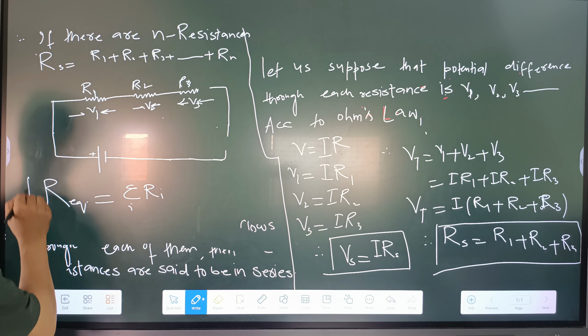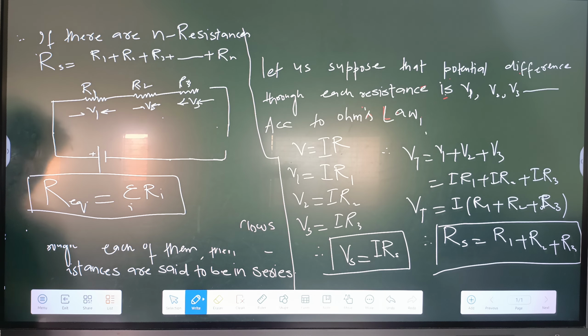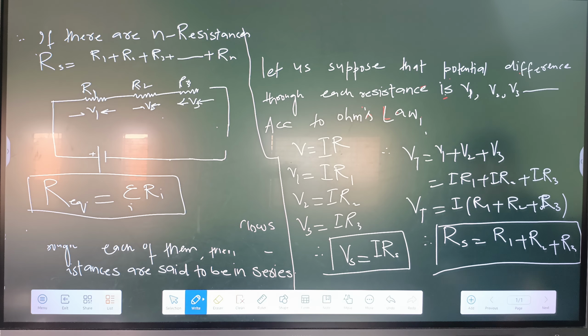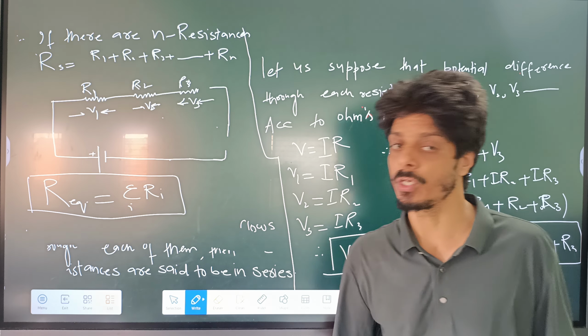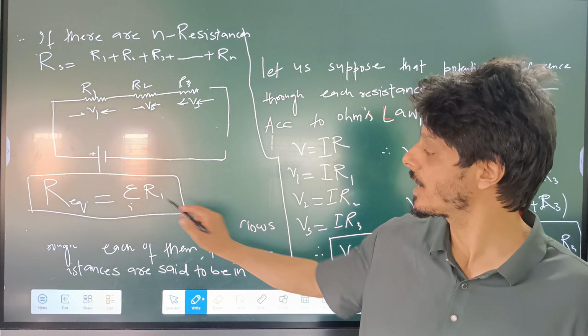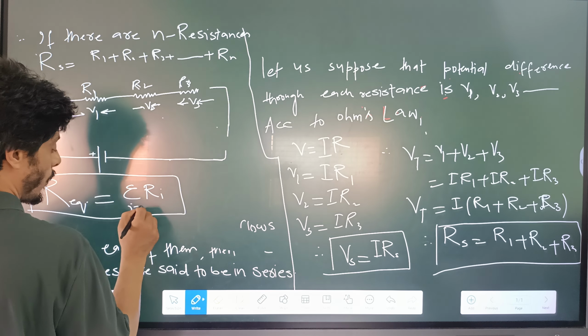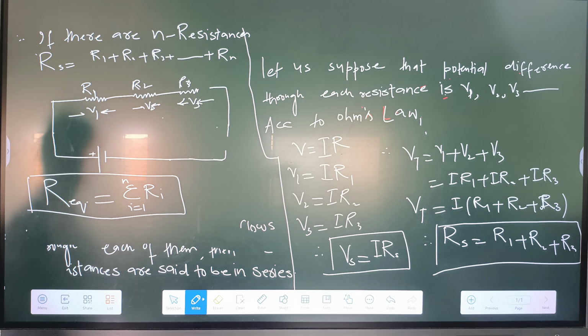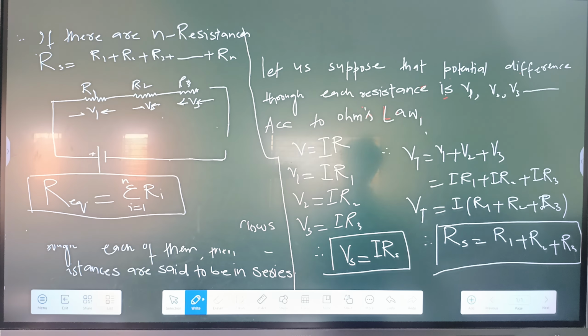So this is how to find the resistance. That is the way of finding the resistance when resistances are connected in series. It means when the resistances are connected in series, the total resistance is given by the summation of Ri, where i runs from 1 to n. So this is how to find the total resistance when the resistances are connected in series.